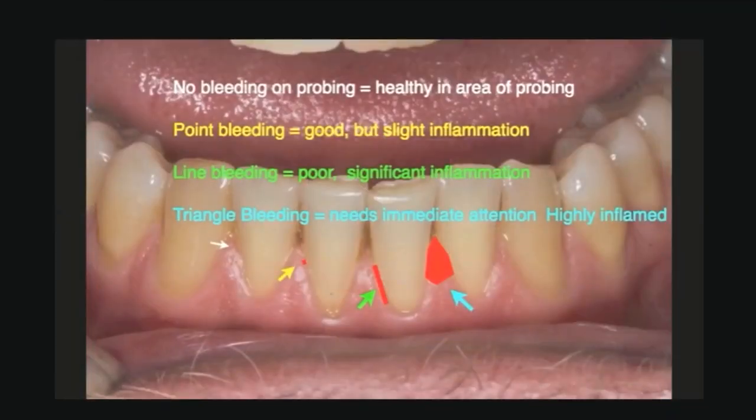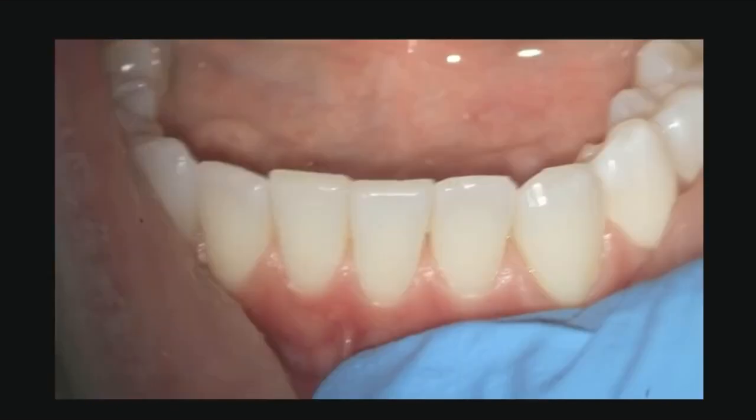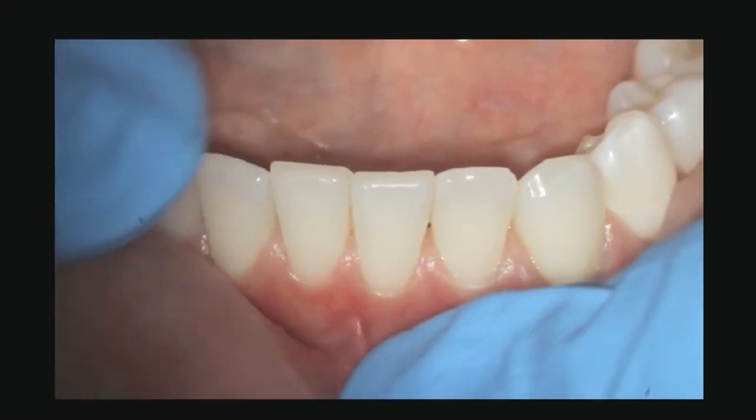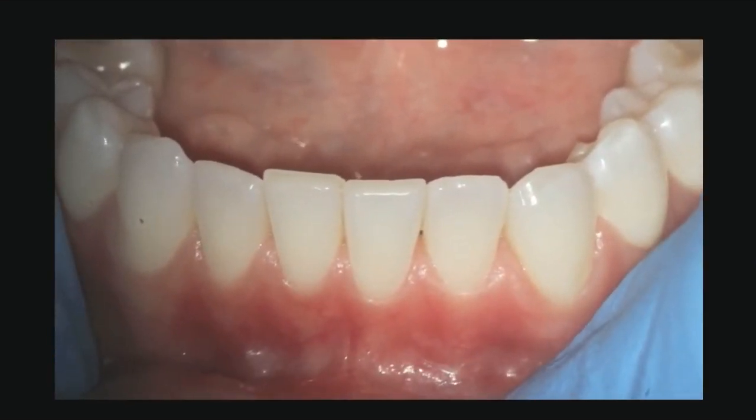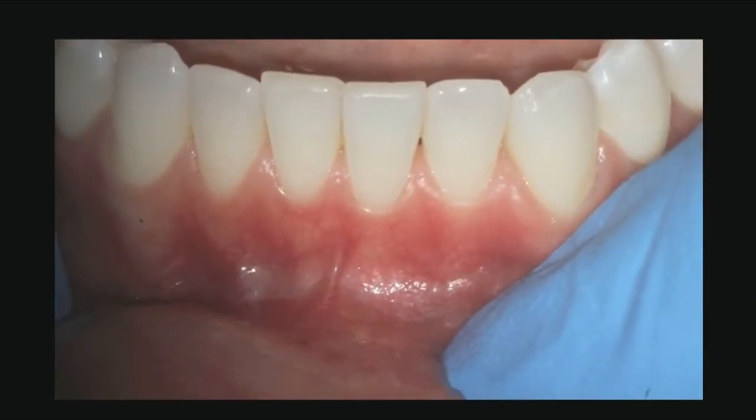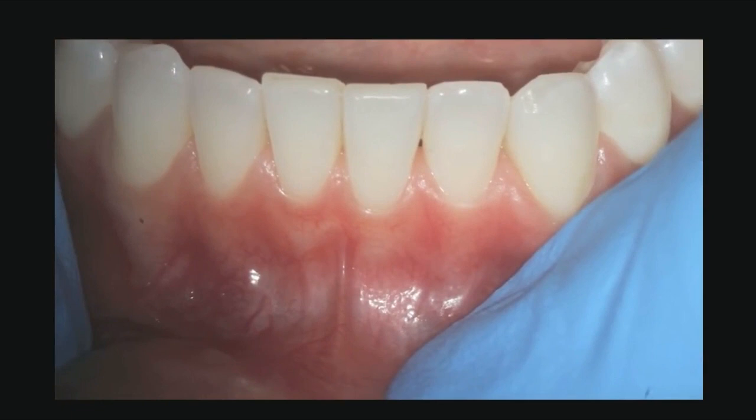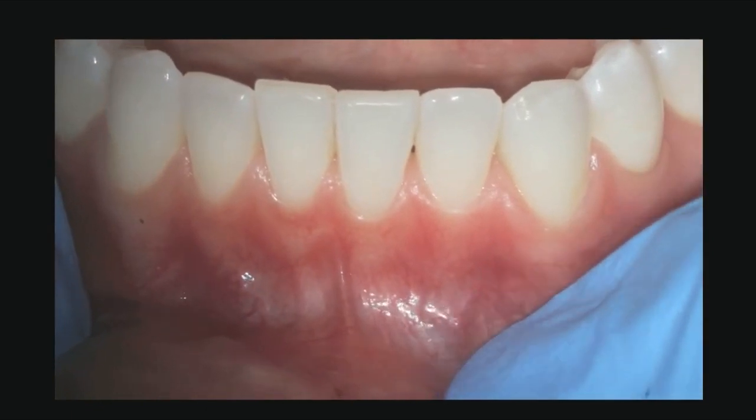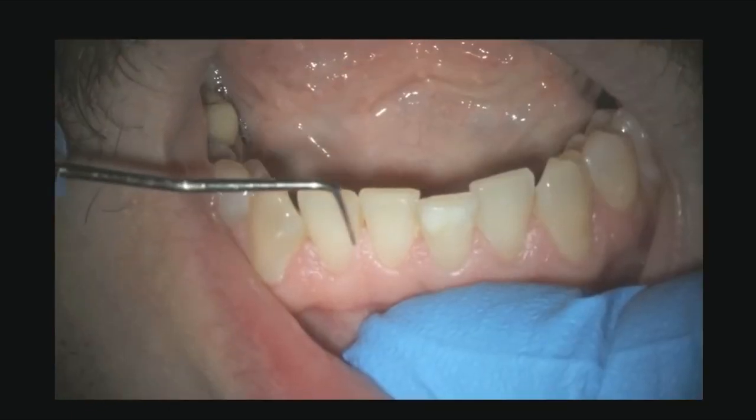Gum health can be evaluated by bleeding. If there's no bleeding on probing, the area is healthy. If there's just a little point, it's good. A line down the side would be more inflammation, and then there's profuse bleeding that fills up the whole contact area. This is a healthy gum tissue. It's nice and pink. When it's probed, there's no bleeding.